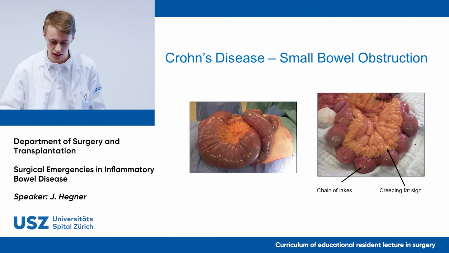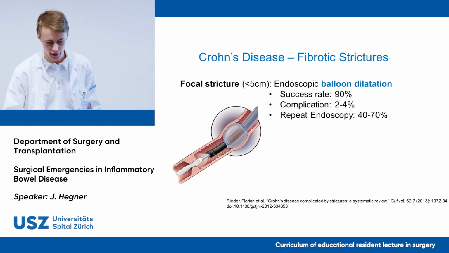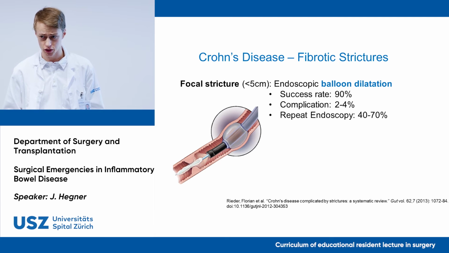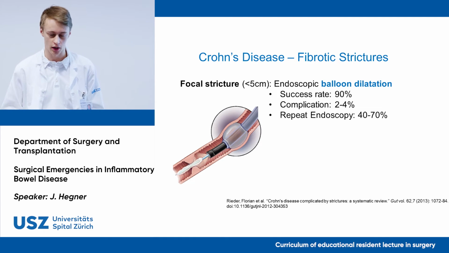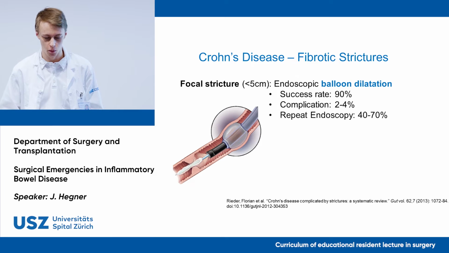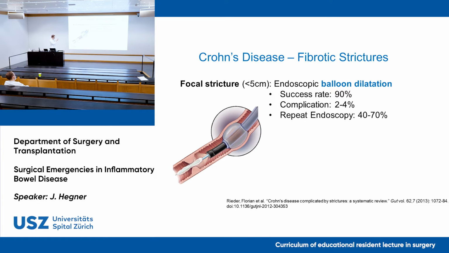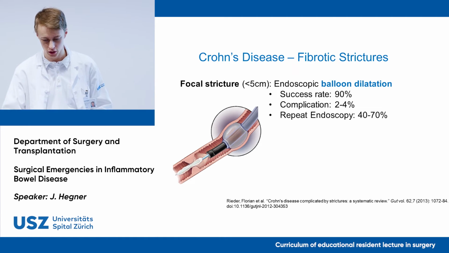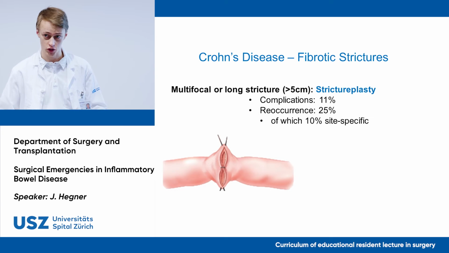In a more semi-elective setting, one can consider endoscopic balloon dilatation. This has a very high success rate and very low rate of complications. However, there's a moderate risk, roughly 50% over 5 years, that patients need a repeat balloon dilatation. So you might need this procedure repeated. It should be noted that this is only for very small strictures, so no longer than 5 centimeters. If there are multiple strictures, if the stricture is longer than 5 centimeters, or if endoscopic balloon dilatation is not an option, or it was done and it didn't work, then one can move to a resection or a strictureplasty.